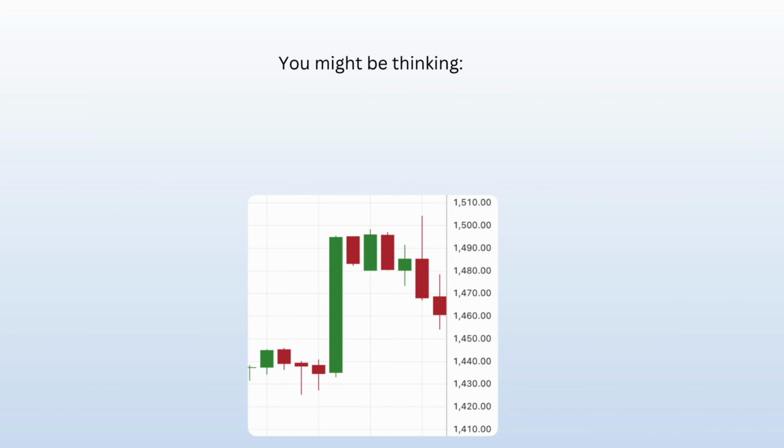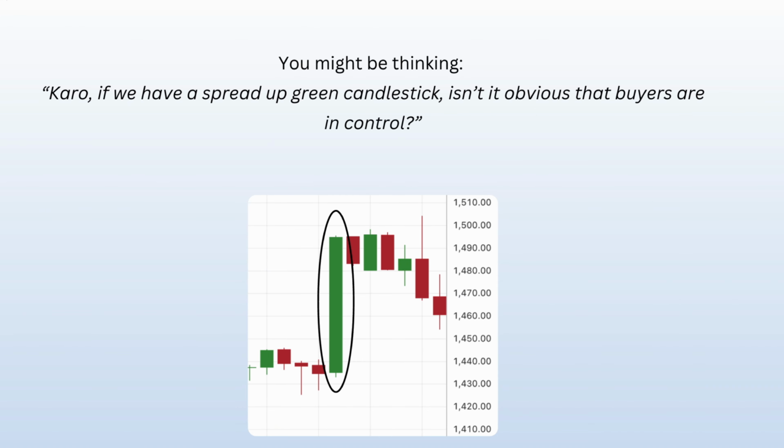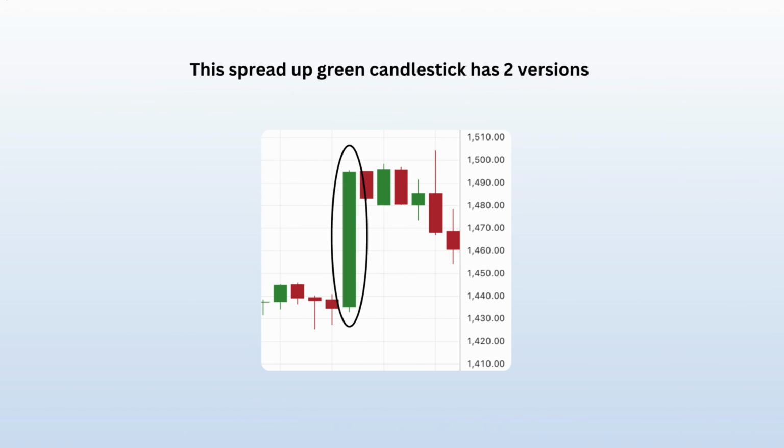Because some of you might be thinking, for this green spread up candlestick, isn't it obvious that buyers are in control? Because look at how wide the body is and it's clearly green. So obviously the buyers must be dominant, right? Not really, no. And the reason for that is that this spread up green candle actually has two versions.